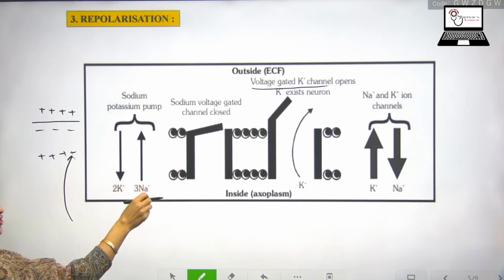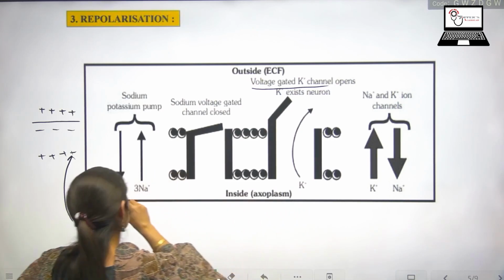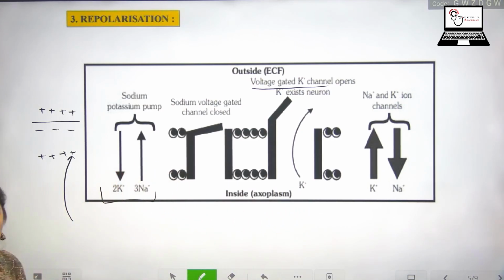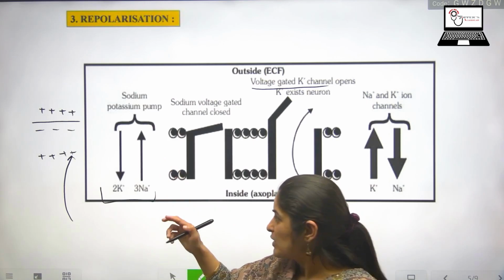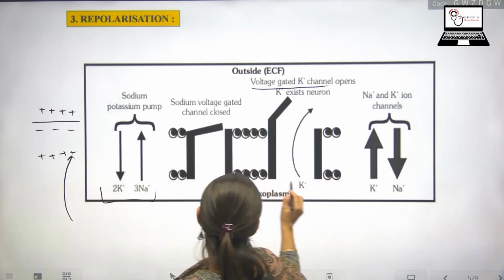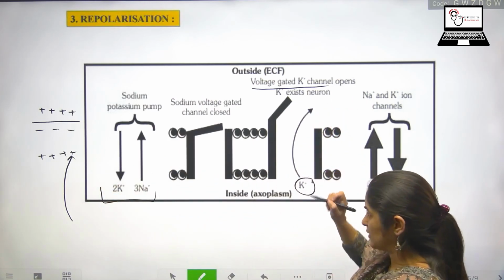and the sodium-potassium pump also works. Got it? In the repolarization stage, these potassium ions will move outside the membrane, which means they are providing more positive charge outside the membrane, meaning these positive K ions are moving outside.